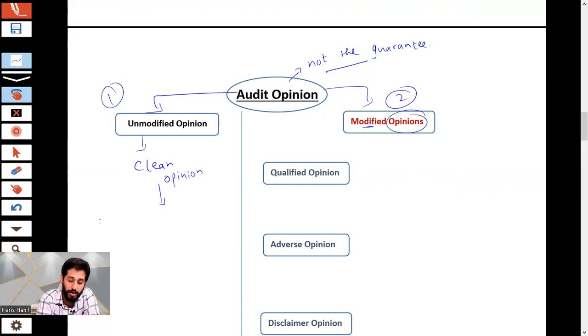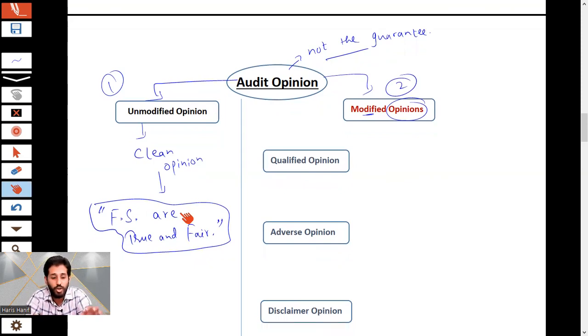It is when the auditor says that financial statements are true and fair. So this kind of opinion is known as an unmodified opinion. Next, modified opinions. There are three types of modified opinions: A, qualified, B, adverse, and C, disclaimer. Don't worry, I am not covering this audit report. This is again the introduction of the AAA. This is a recap of your basic knowledge, right? So this is qualified opinion, adverse opinion, and then disclaimer opinion.